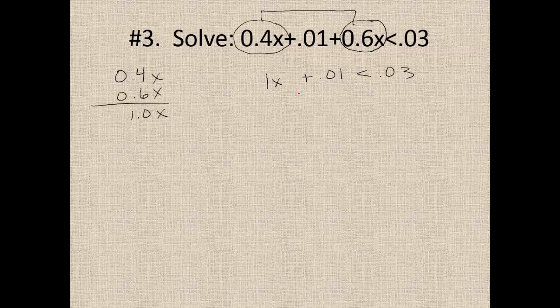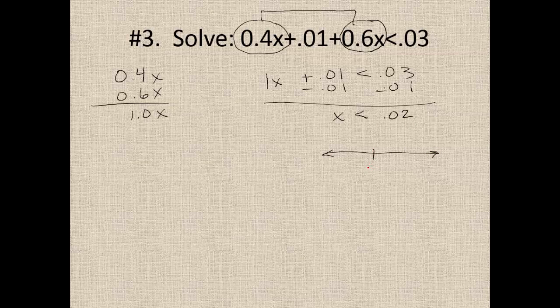All right? And you subtract this to get it to the other side. So x is less than 0.02. And we can graph that the same way.